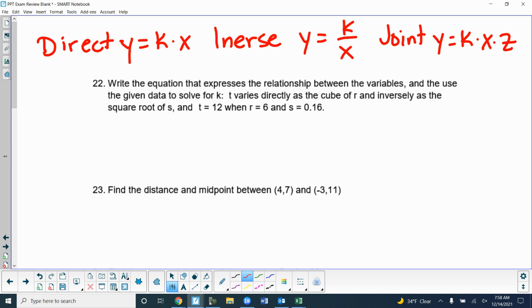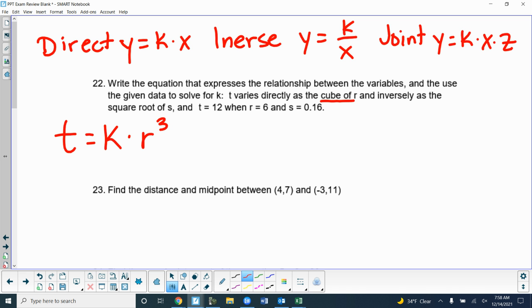All right, but it was multiplication. All right, so we're supposed to write an equation that expresses the relationship between the variables and use the given data to solve for k. So when you see t varies directly, t equals k, because you saw the word varies. All right, directly means times. So I put times, and then it says the cube of r. How do I write that? R cubed. Yeah, r to the third. Everybody wants to put a 2 there all the time because you're thinking squared for some reason. Remember, squared is to the second, cubed is to the third.